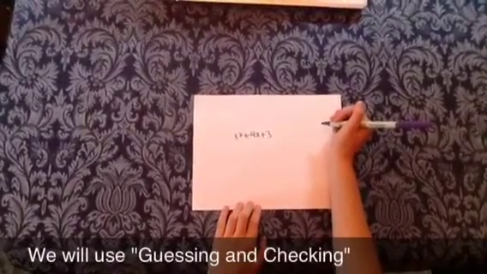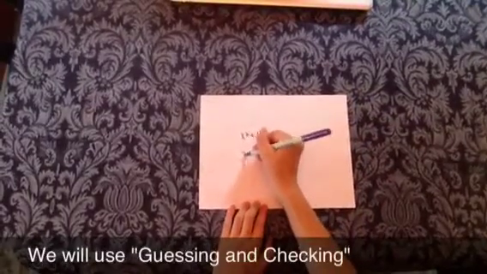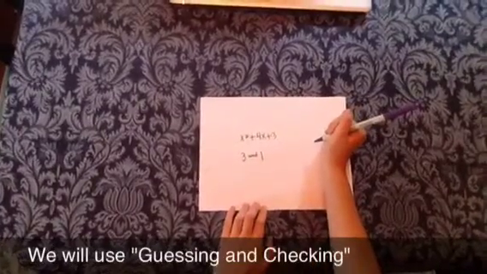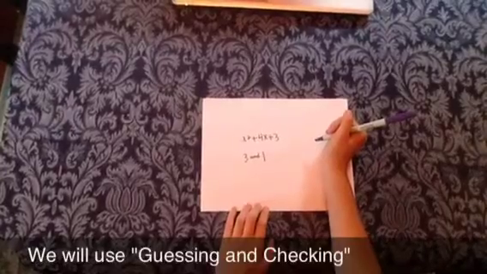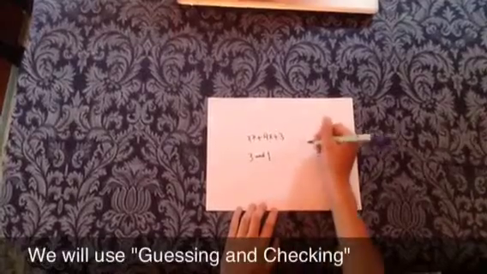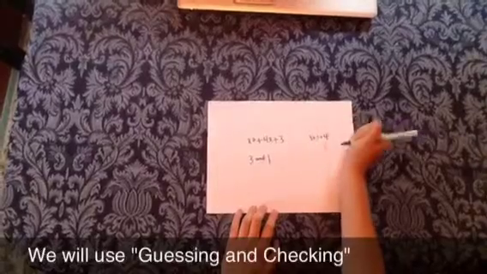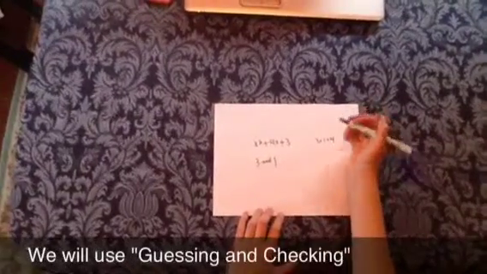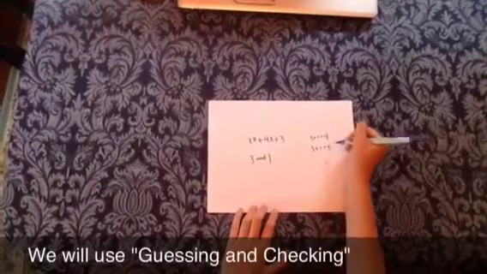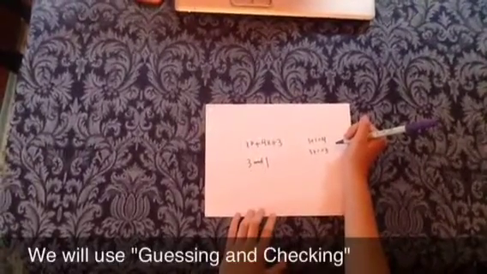How about 7 and 9? No, that won't work. 4 and 1? Oh! 3 and 1. Let's check to make sure. Now, let's see, what shall we do? 3 plus 1 equals 4. Aha, that one works. Alright. 3 times 1 equals 3. Wonderful!